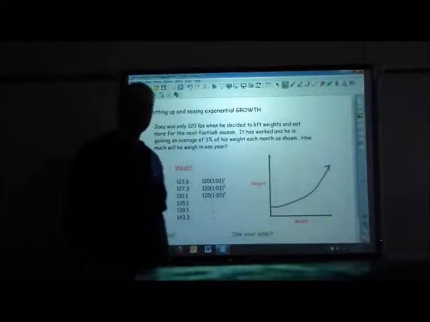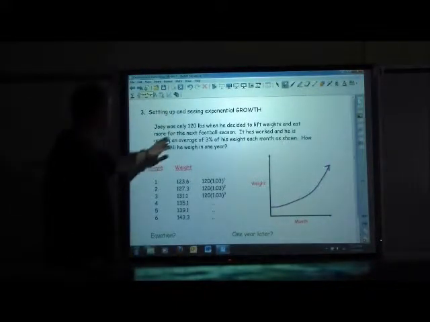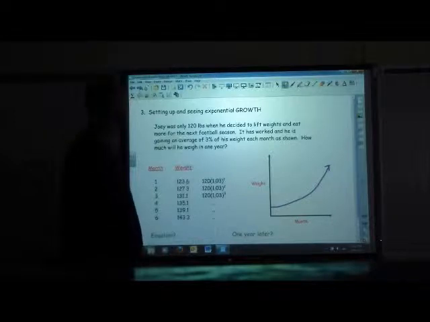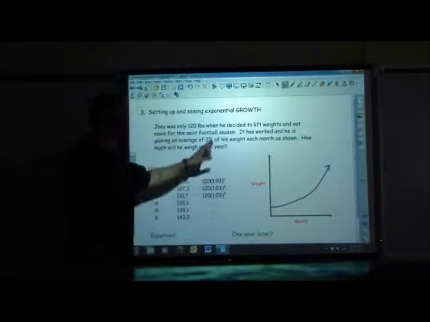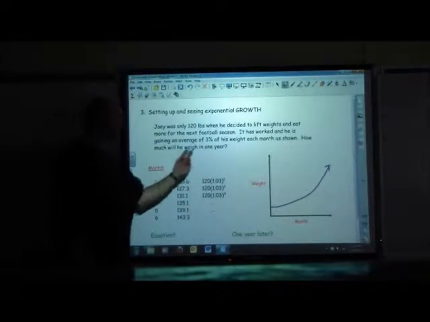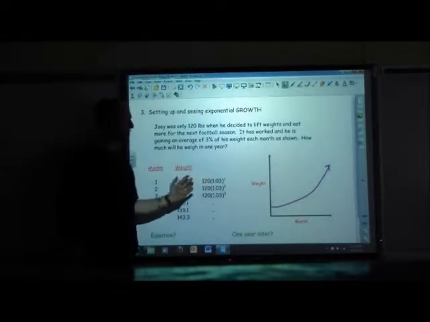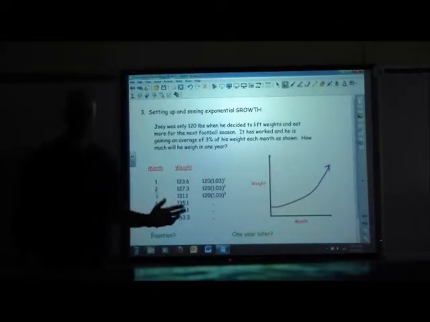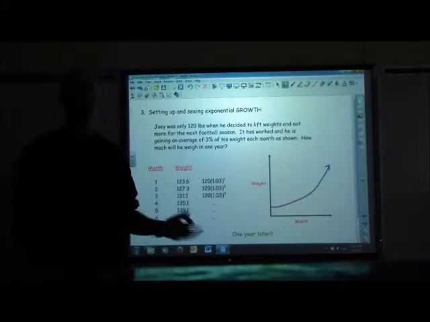Alright, so here's an example. Joey was only 120 pounds when he decided to lift weights and eat more for the next football season. It has worked, and he is gaining an average of 3% of his weight each month, as shown. How much will he weigh in 1 year? So this is an exponential growth problem.